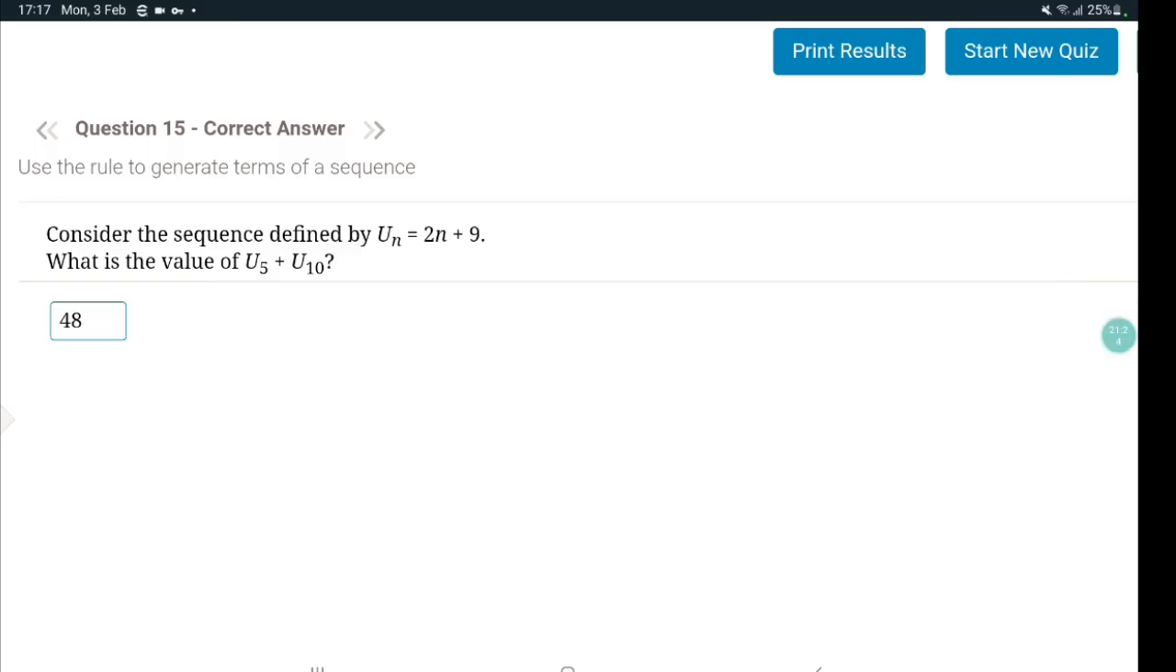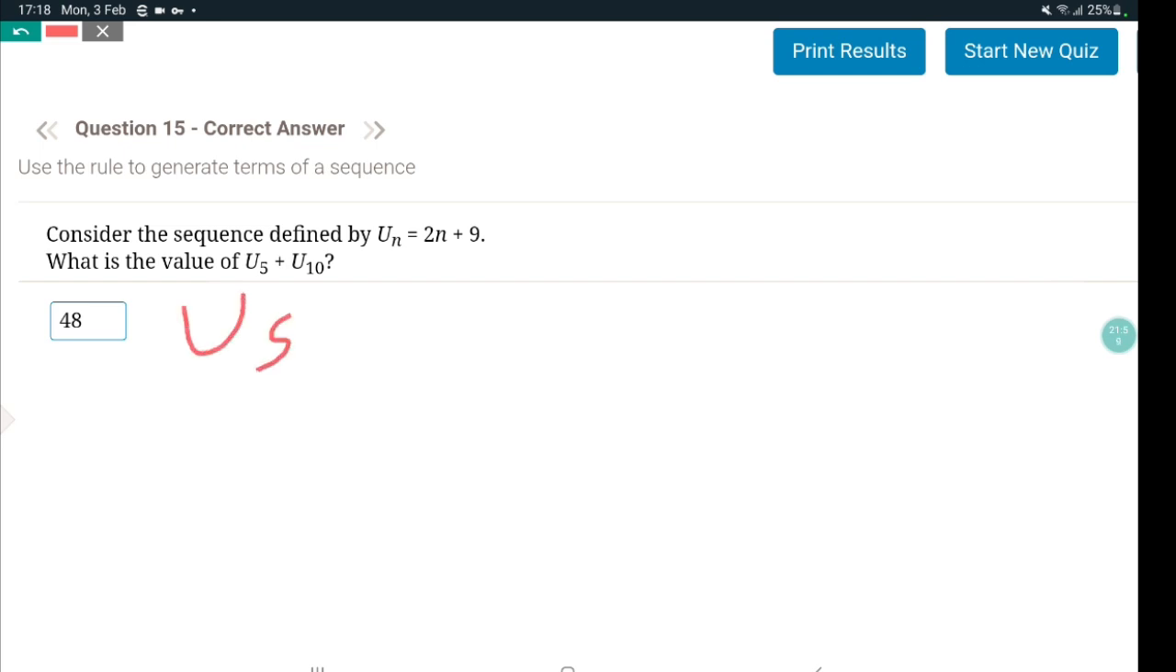So for this question, it's easy. We did it like in one of the previous questions. So what we're gonna start with is U5. We know this is our rule, our equation. And they want the value of U5 plus U10. So let's start with finding the values of U5 and U10.